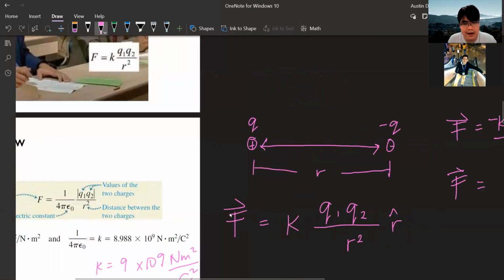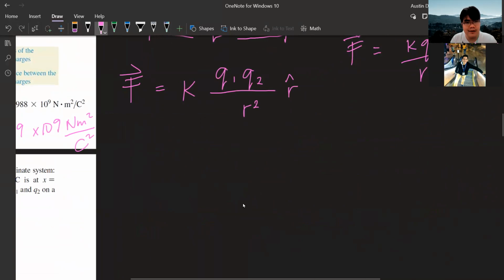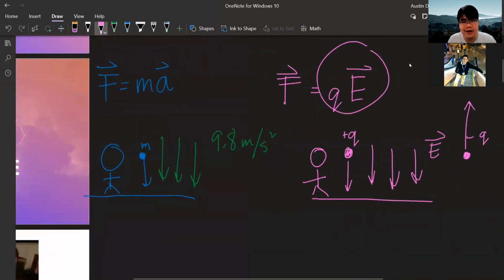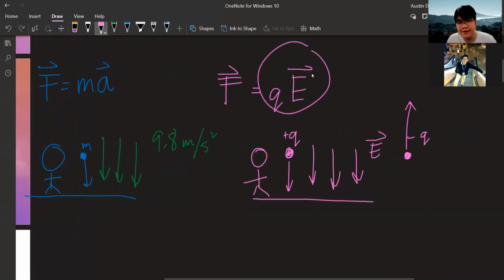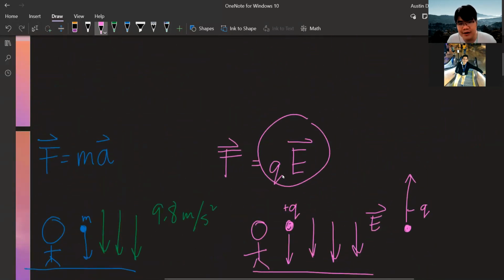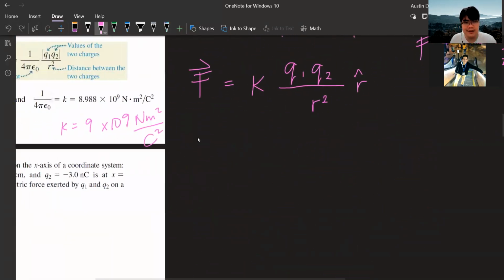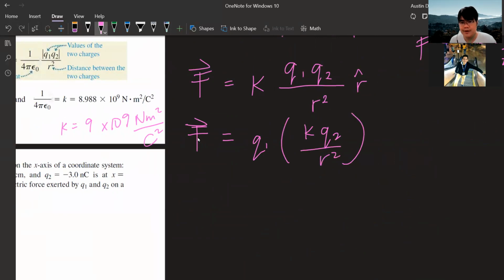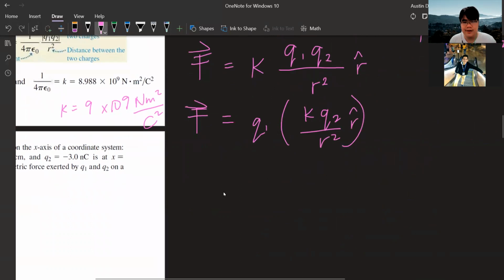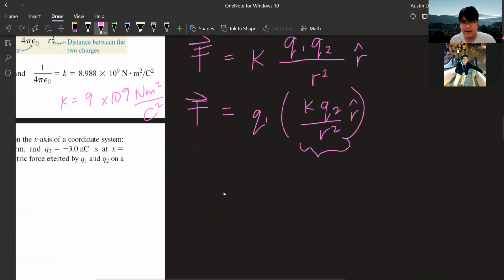Now, let's look. The nice thing about this is I have already presented to you what the force looks like using the electric field. When you factor out one charge, you can bring out the electric field. So F must be equal to Q1, factoring out, times Q2 over R squared R hat. This term is your electric field.